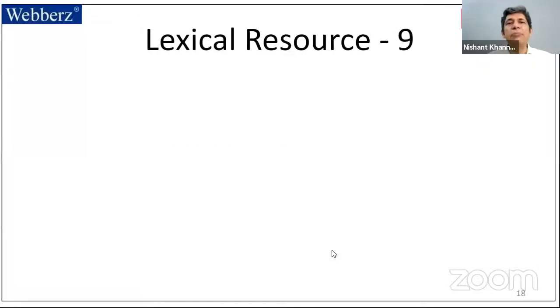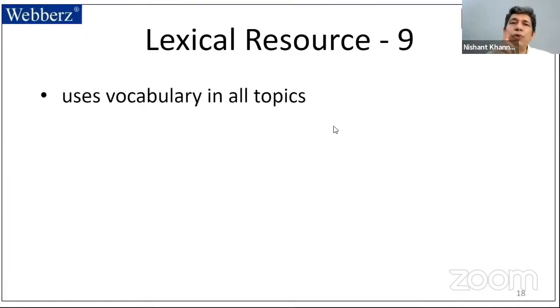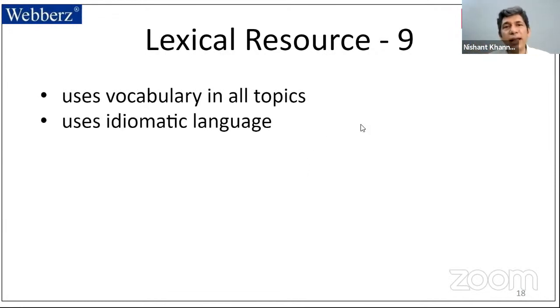So let us see what is the meaning of a 9 band in lexical resource. This means that you use vocabulary on all the topics. You'll be asked a variety of topics. You should be able to give vocabulary on all of them. Next is using idiomatic language. They work like a breeze, absolutely like a breeze. Now, you should be clear that your vocabulary has idiomatic language. Otherwise, it is not going to work for a 9 band score.